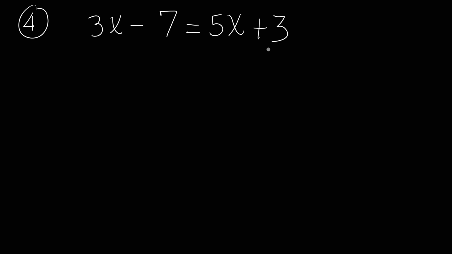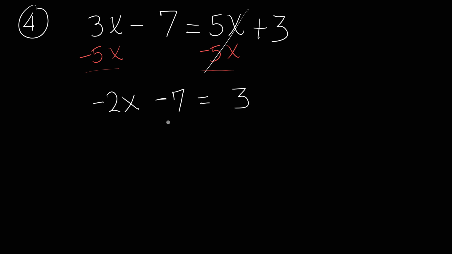So now it's time to leave the variables on one side and the numbers on the other side. So I'm going to do minus 5x here. Minus 5x. And we will get 3x minus 5x, which is negative 2x. We keep our negative 7 equal to positive 3, because now these are gone, so it's just going to be positive 3.